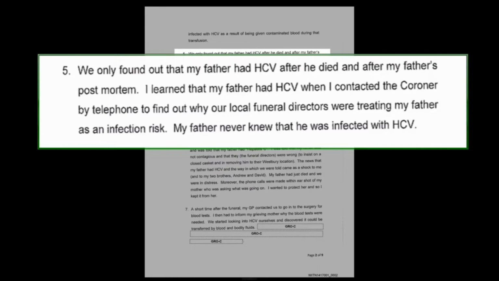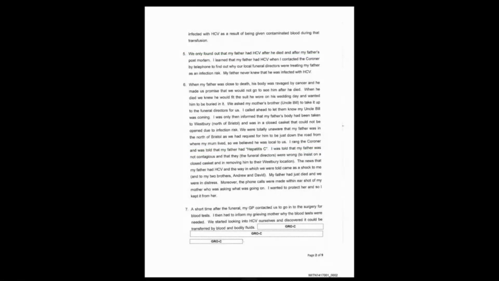Father had been involved in a motorcycle accident in 1978 and was given a blood transfusion at the French Hospital in Bristol. And he was infected with hepatitis C as a result. Now, paragraph 5, please. We only found out that my father had hepatitis C after he died and after my father's post-mortem. I learned that my father had hepatitis C when I contacted the coroner by telephone to find out why our local funeral directors were treating my father as an infection risk. My father never knew that he was infected with hepatitis C.